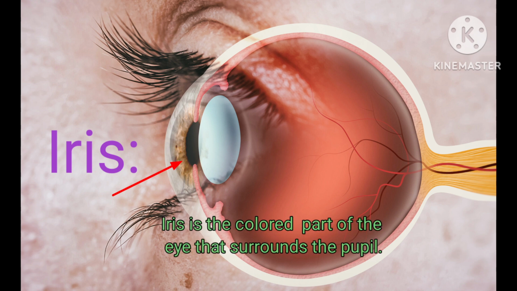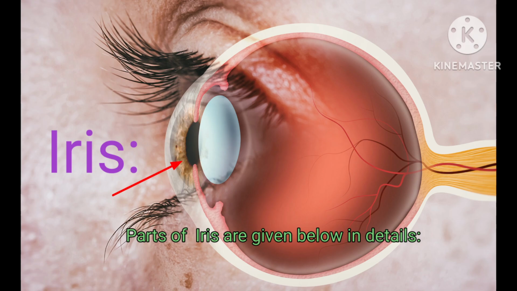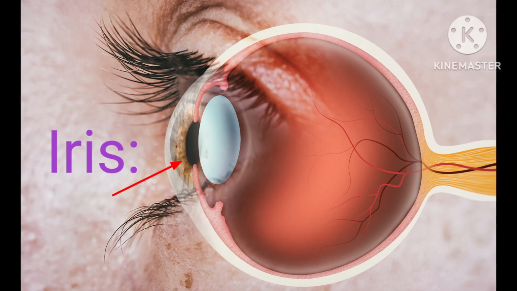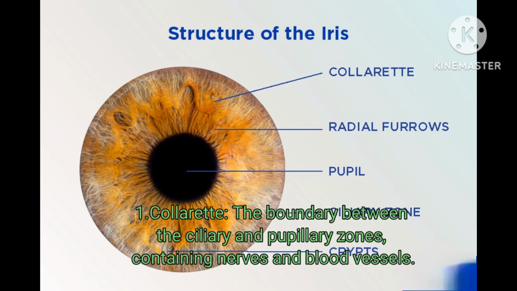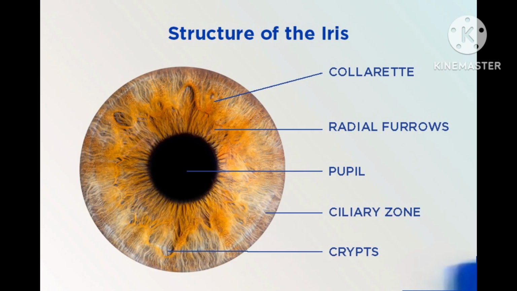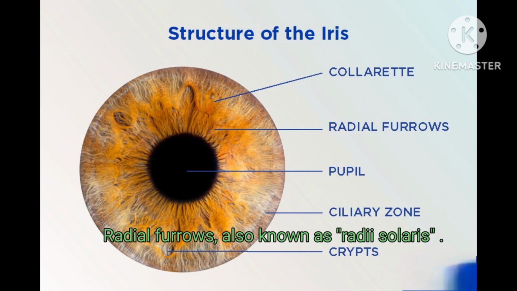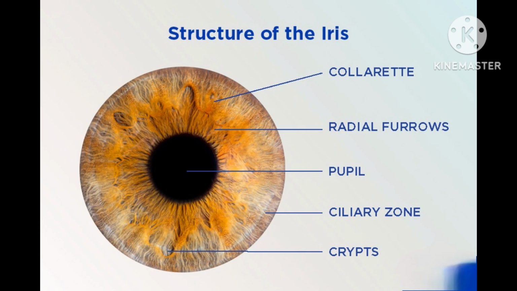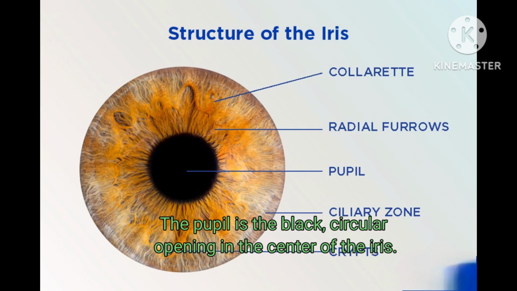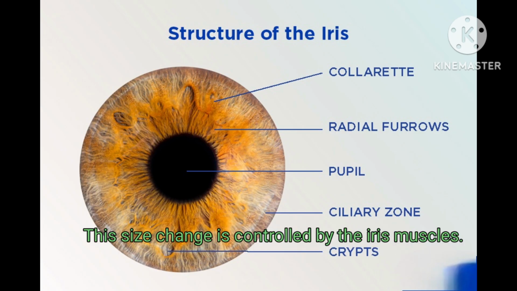The iris is the colored part of the eye that surrounds the pupil. Parts of the iris are given below in detail. Collarette, the boundary between the ciliary and pupillary zones, containing nerves and blood vessels. Radial furrows, also known as radii solaris. The pupil is the black, circular opening in the center of the iris. Its size change is controlled by the iris muscles.